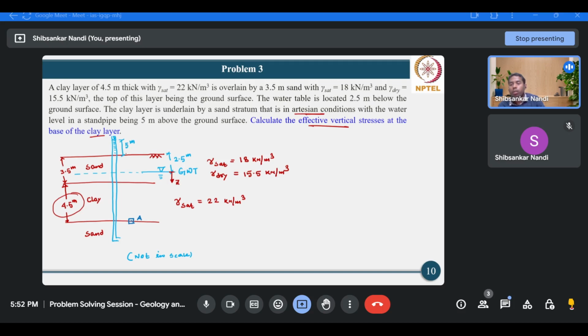So the pore water pressure here would be for a height of 5 plus the entire thickness of the sand and clay. The thickness of sand and clay as a whole is 3.5 plus 4.5, that is 8, plus 5. So this much pressure will act as pore water pressure at point A due to the artesian condition. If there is no artesian condition, then this will be simply 1 plus 4.5, that is 5.5. However, due to the artesian condition, the pore water pressure will be greater than the actual value, and it will have a value of 5 plus 8.